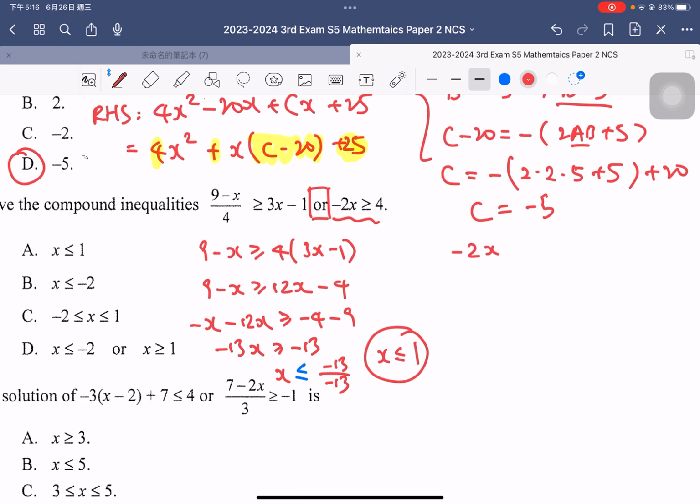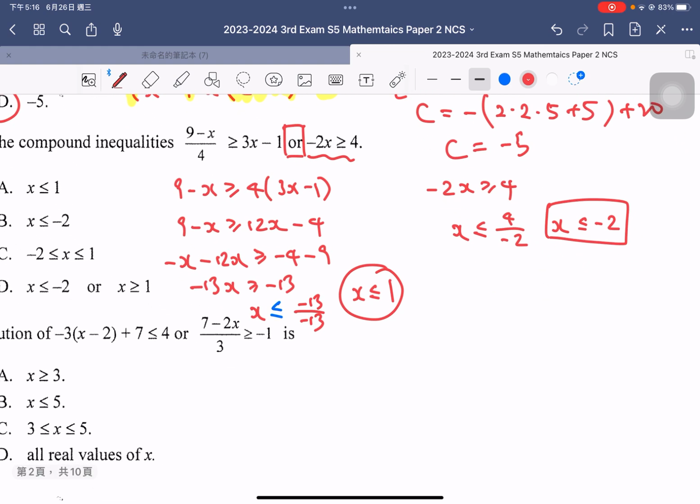So negative 2x greater or equal to 4. As we're trying to, don't want this negative 2 next to the x, originally it's times. So moving to the right will becomes divide. So now I have x should be 4 divided by negative 2. Again, we divide a negative number, which means that we have to swap this sign, become smaller or equal to. So now I have the x should be smaller or equal to negative 2. That's the second answer. And both of them are connected by OR.